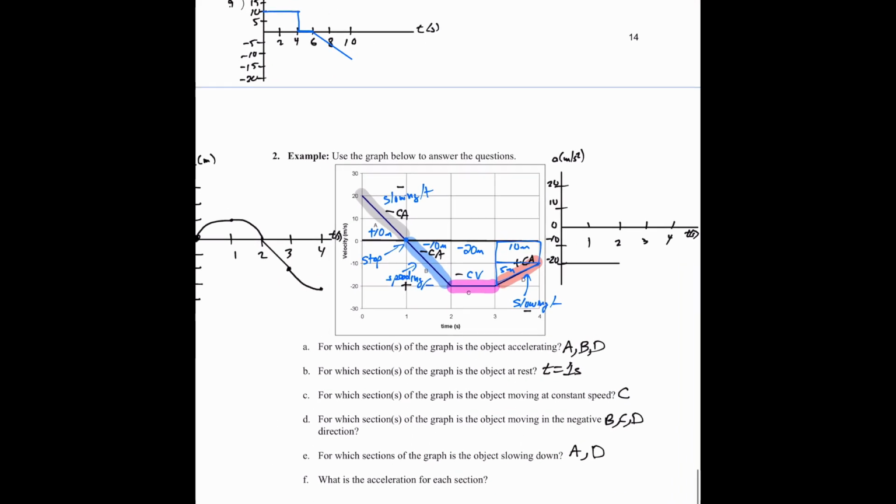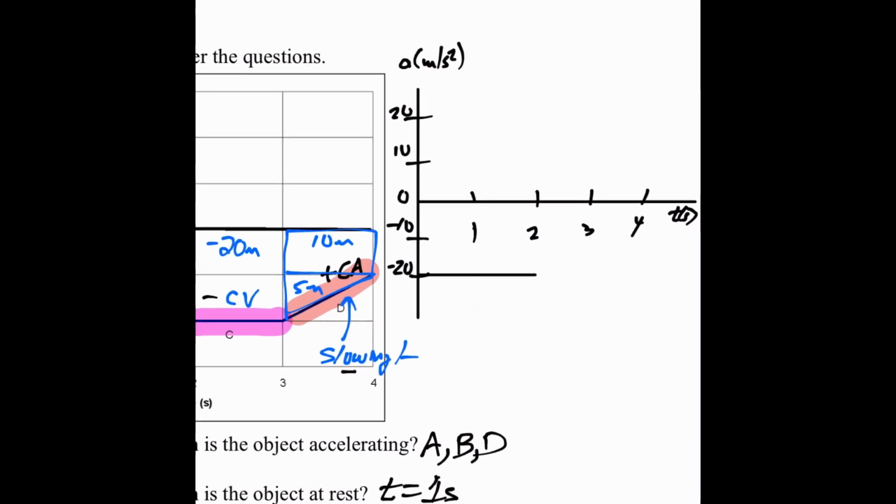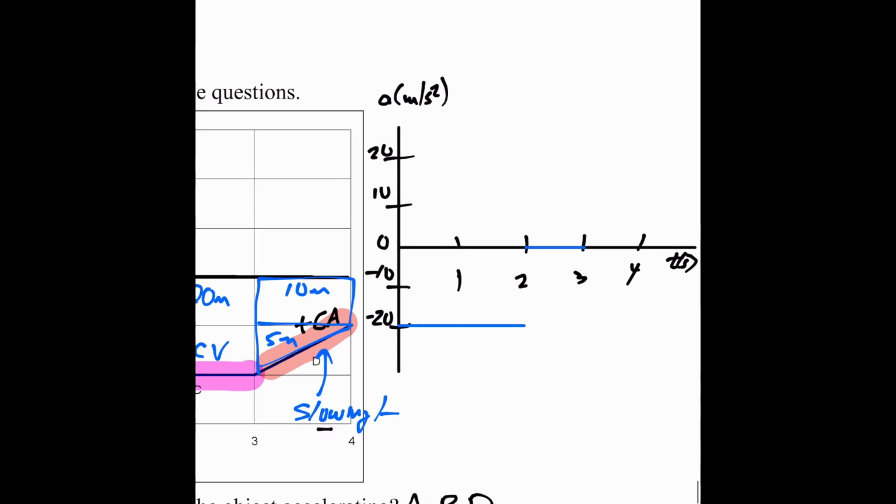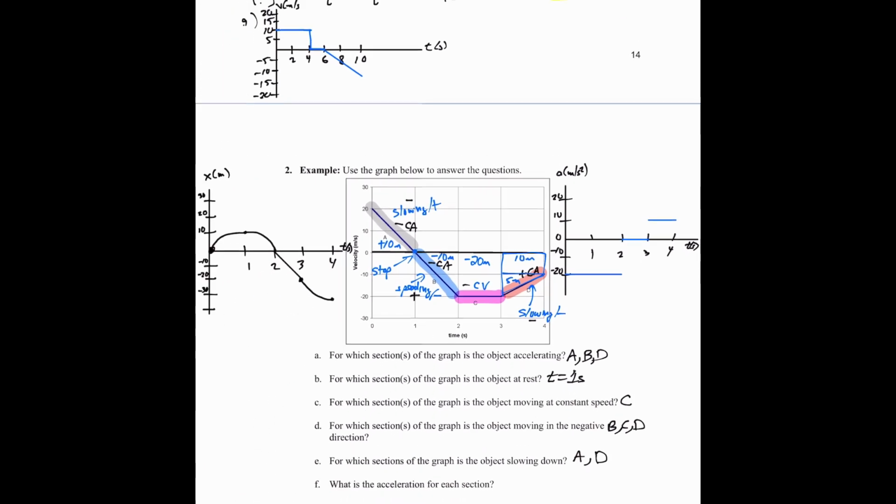Now for part C, there's 0 slope because it's not going up or down. So we have this part here. 0 slope means 0 acceleration. You can leave this discontinuous. You do not need to connect those; that's not necessary. And then our last one had a slope of +10, so we're up to +10 for our last one right there. And there's our acceleration time graph.